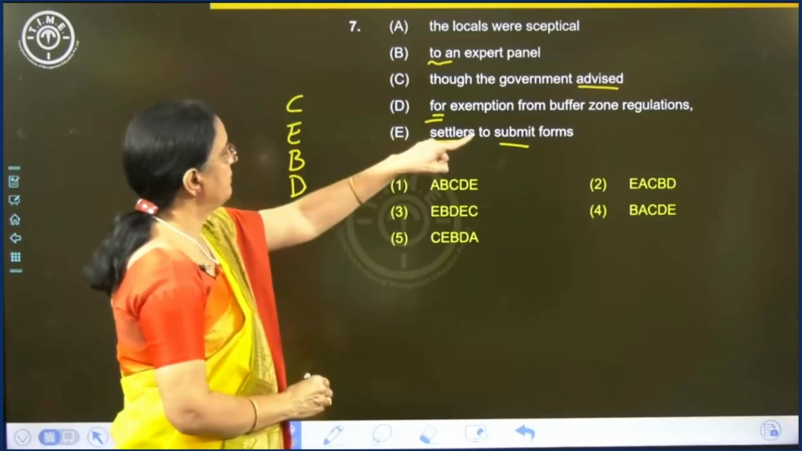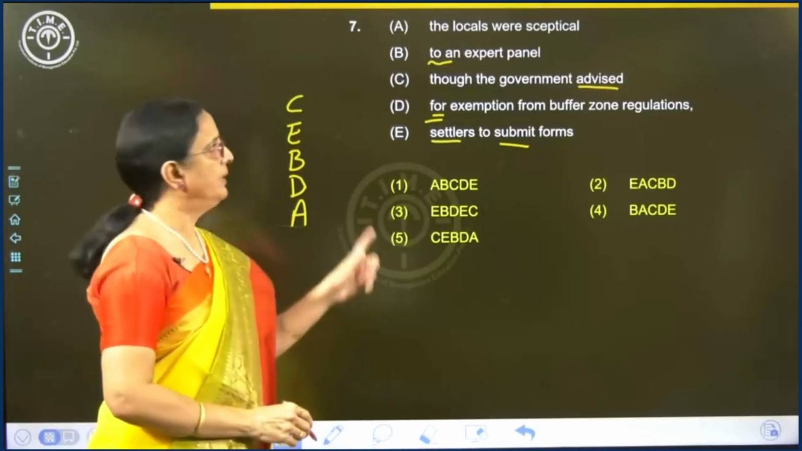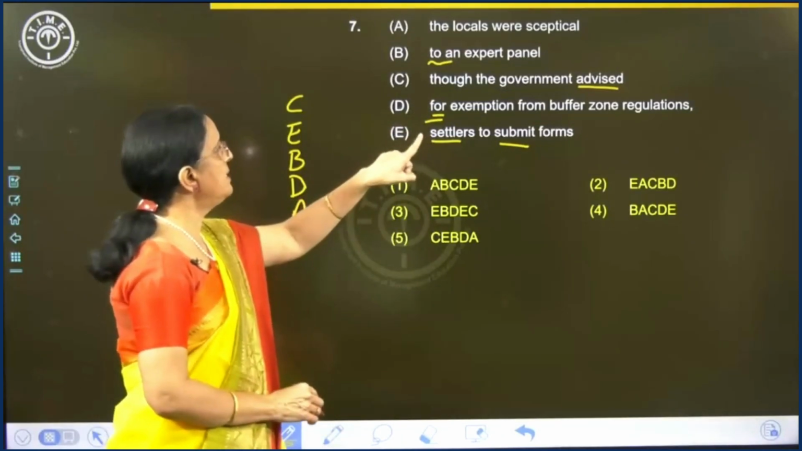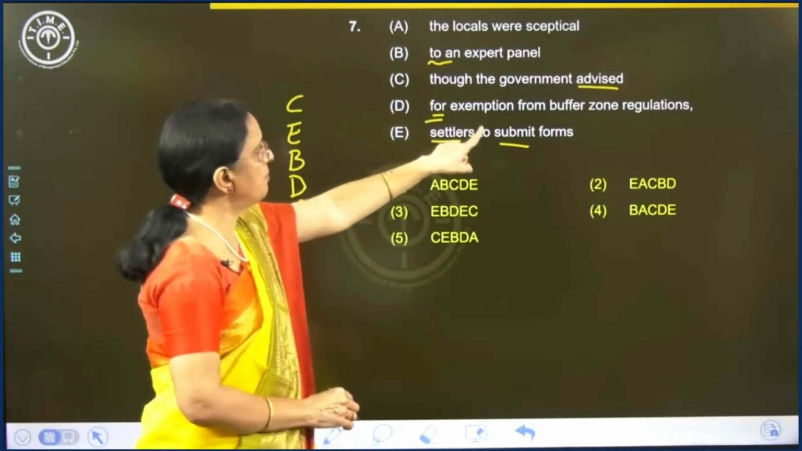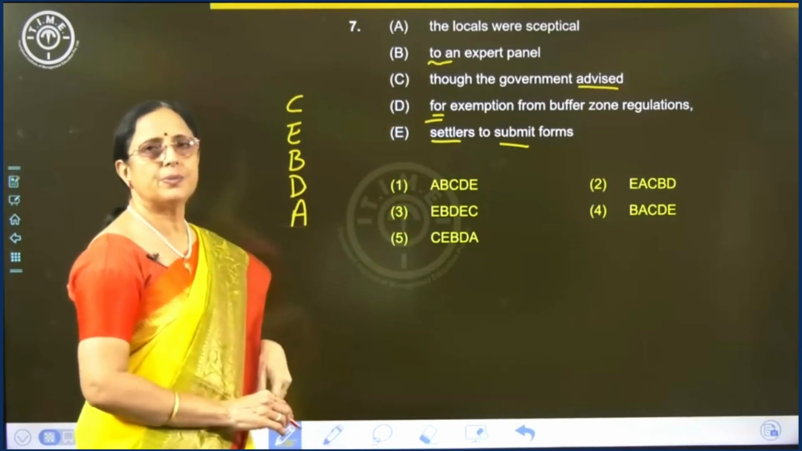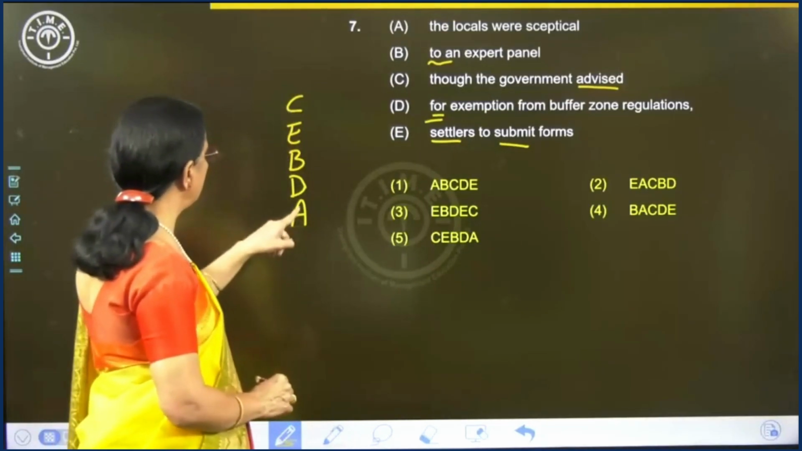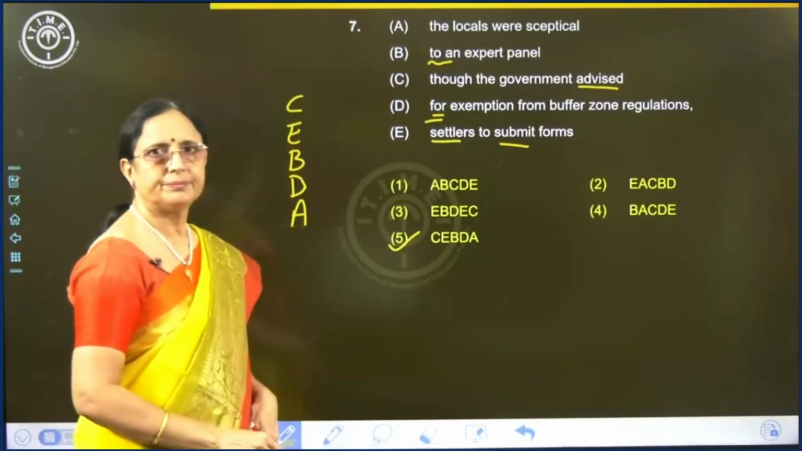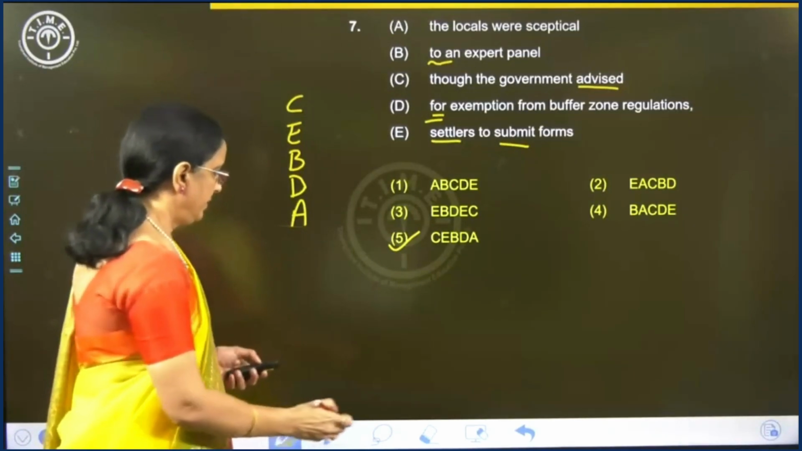There should be a comma. The locals were skeptical. A. Now, let's read it again. Though the government advised settlers to submit forms to an expert panel for exemption from buffer zone regulations, the locals were skeptical. The locals were doubtful. Complete sentence, meaningful sentence. So, where do you have this combination? C, E, B, D, A. Fine. This is the answer. There is no confusion at all. Next sentence.